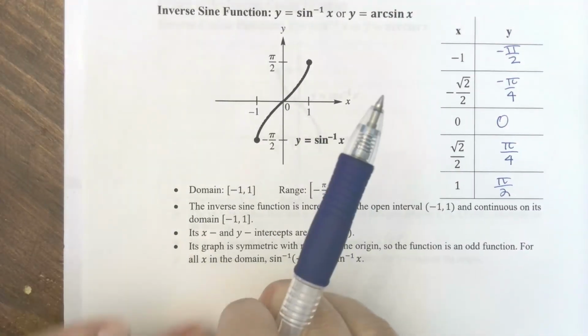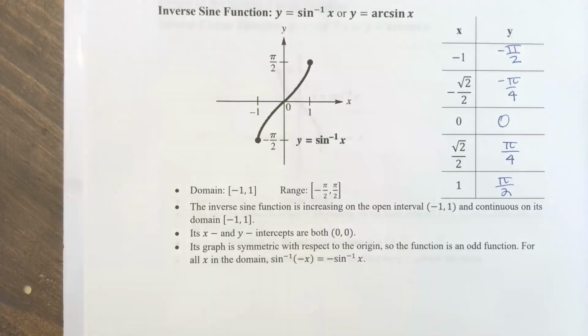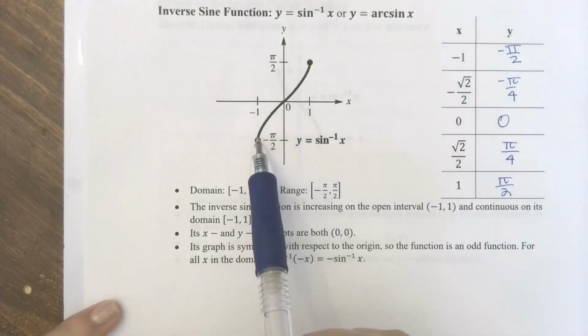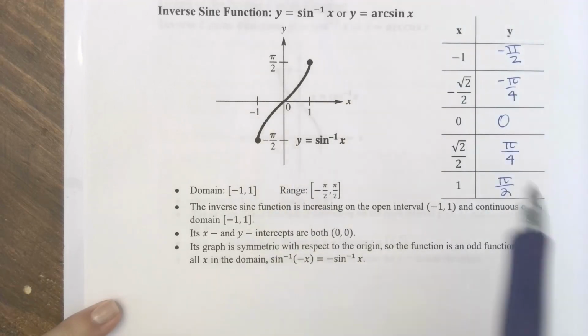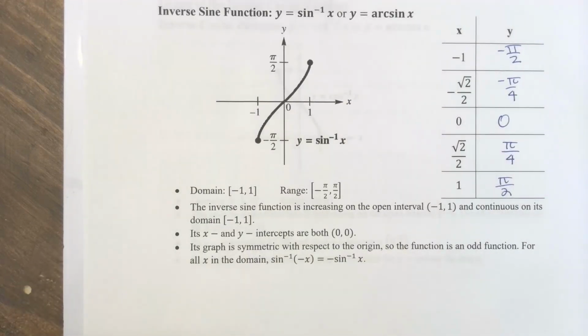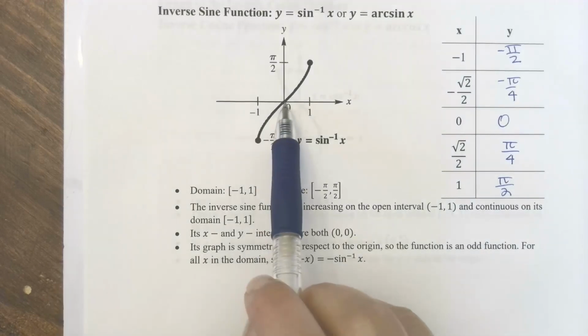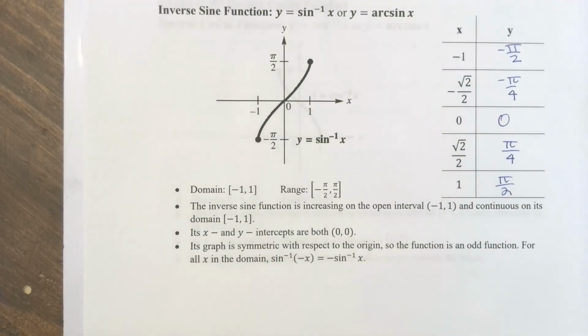So our domain is -1 to 1, and then our range is -pi/2 to pi/2. The inverse sine function is increasing on the open interval from -1 to 1. Okay, so it's increasing, and it's continuous on its entire domain. Okay, its x and y intercepts are both 0, 0, and its graph is symmetric with respect to the origin. Okay, so this function is an odd function. For all x in the domain, sine inverse of -x is equal to negative sine inverse of x.